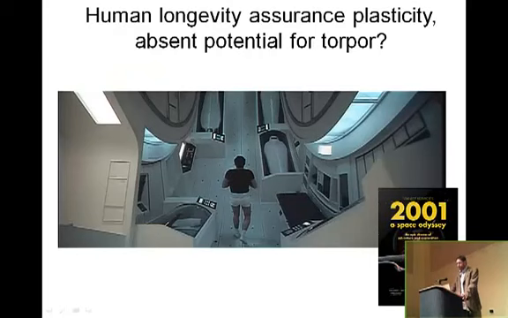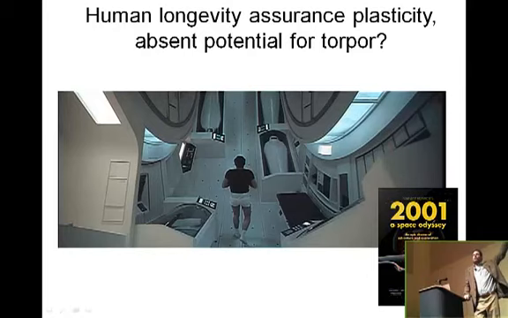The first one is, can there be this plasticity for longevity assurance in the absence of torpor? Here's a famous case of torpor in humans, but it was science fiction. We don't do this. We don't know how to do this. Maybe we can never do this. But we clearly don't. We don't have diapause or hibernation.